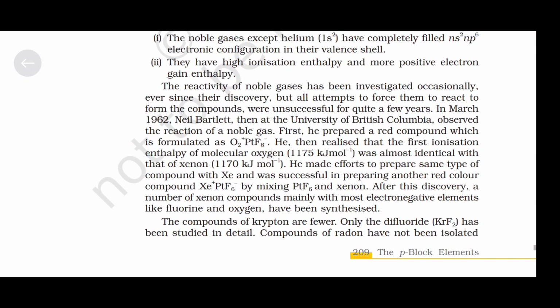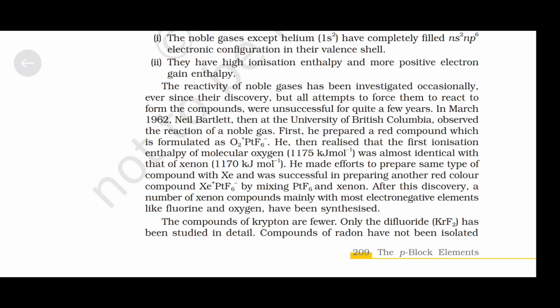The reactivity of noble gases has been investigated occasionally ever since their discovery, but all attempts to force them to react to form compounds were unsuccessful for quite a few years. In March 1962, Neil Bartlett, then at the University of British Columbia, observed the reaction of a noble gas. First, he prepared a red compound which is formulated as O2+ PtF6-.